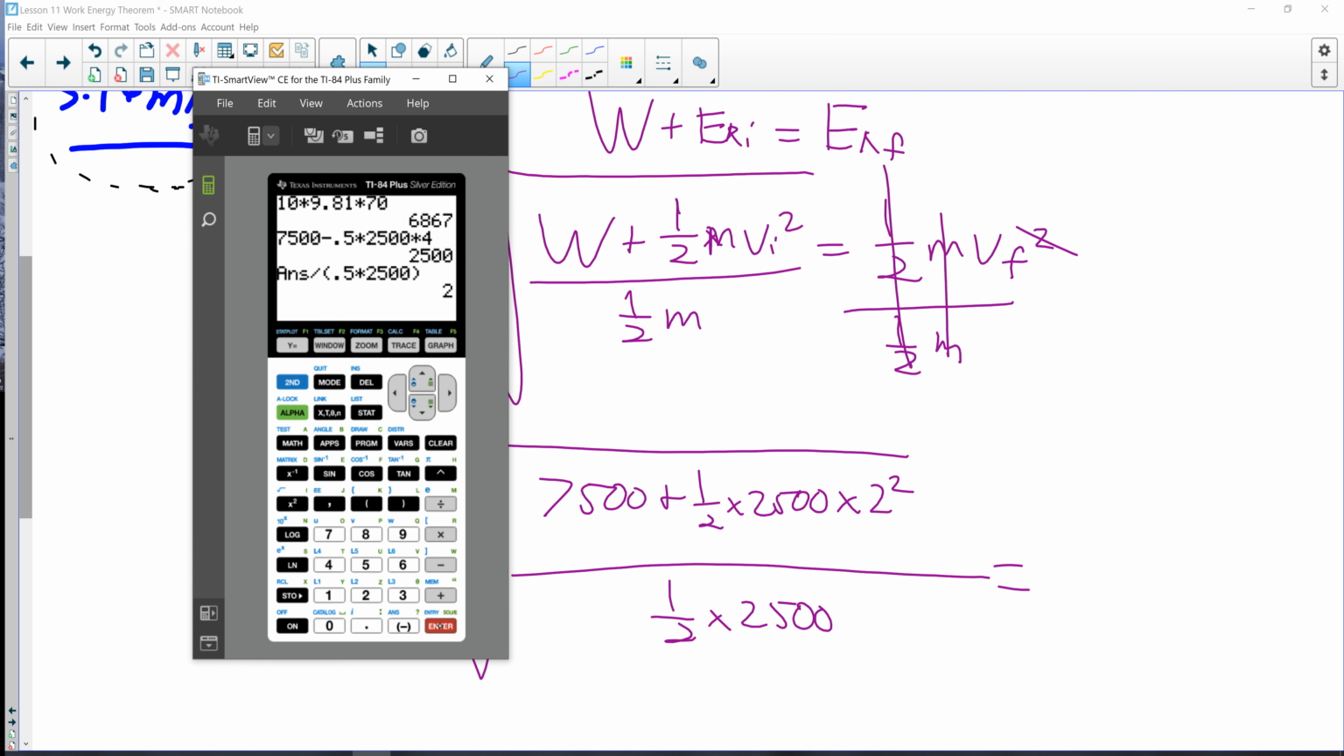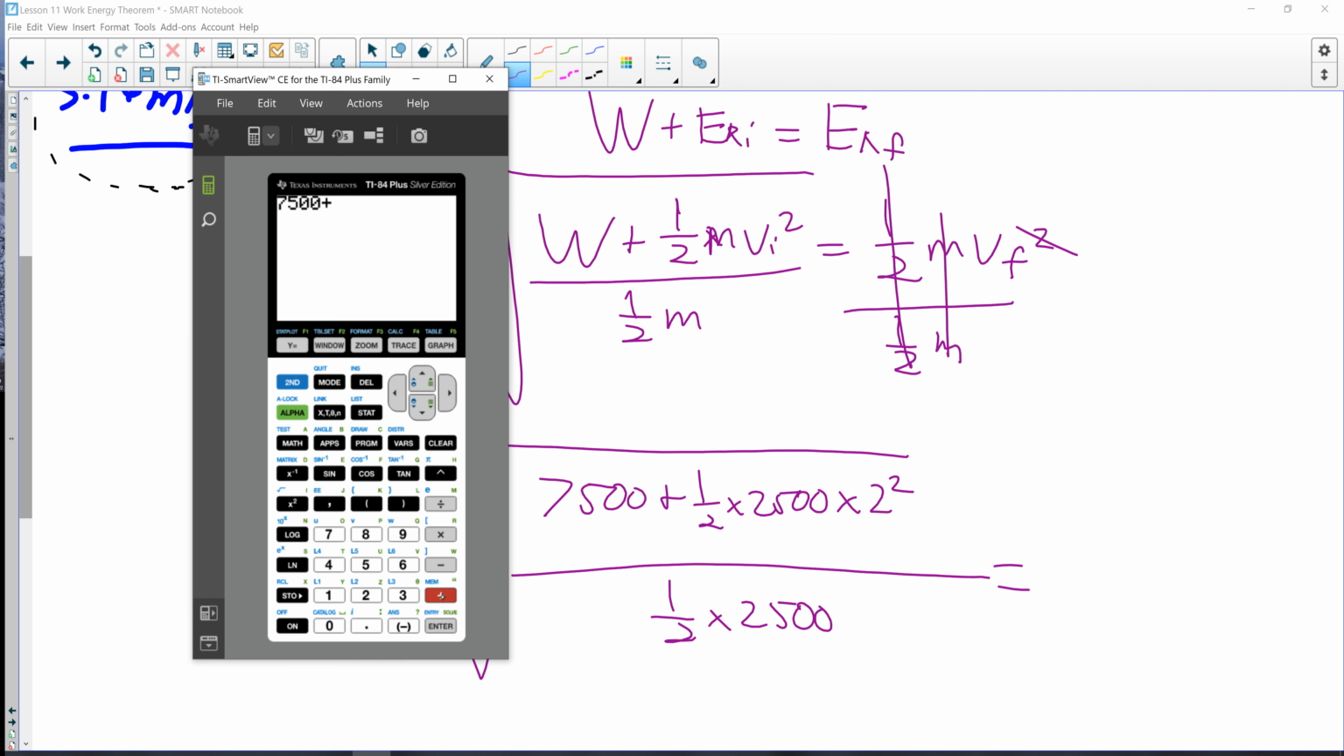Did I mess something up somewhere? Feel like I did. Oh, I subtracted. That's where I messed up. Okay, sorry. I messed up a calculation up top, guys. Hang on, we'll start that over.